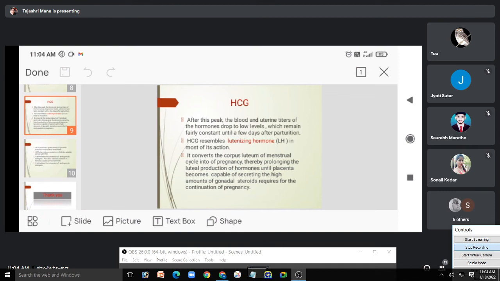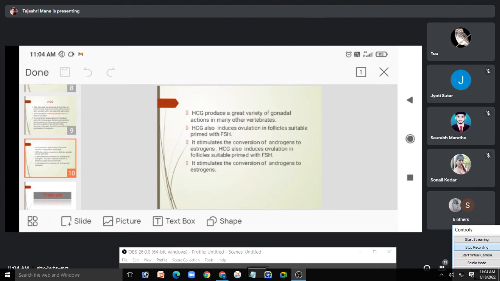HCG also induces ovulation in follicles suitably primed with FSH. FSH means follicle stimulating hormone. It stimulates the conversion of androgens to estrogens.